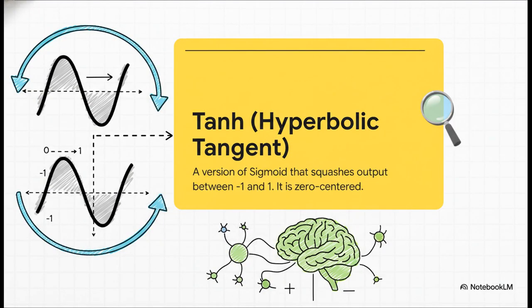Then you've got tanh, or hyperbolic tangent. You can think of it as sigmoid's cousin. It's got that same kind of S shape, but instead of squishing the output between 0 and 1, it goes from -1 to 1. The big advantage here is that it's centered around 0, and sometimes that can actually help networks learn a bit faster.